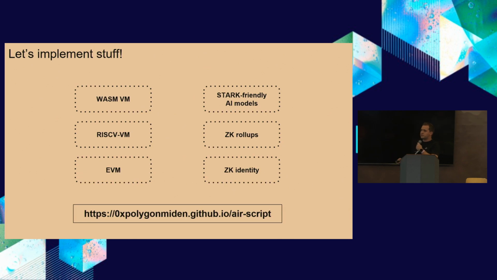And finally, of course, let's build stuff with AirScript. Let's build WASM VMs, let's build RISC-V virtual machines, EVMs, maybe some STARK-friendly AI models that can be mapped to AirScript. Some ZK rollups, some ZK identity verification primitives. All of this is open. Just go check it out. It's here. If you want to work with us on this, we are very open. We truly believe that this could become the future standard of expressing constraints for STARKs.